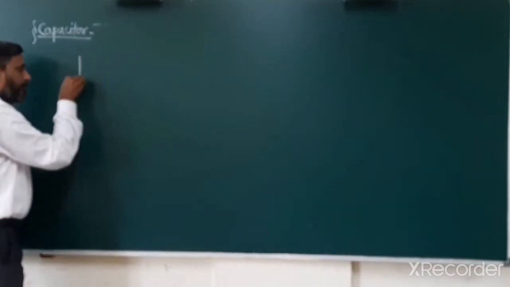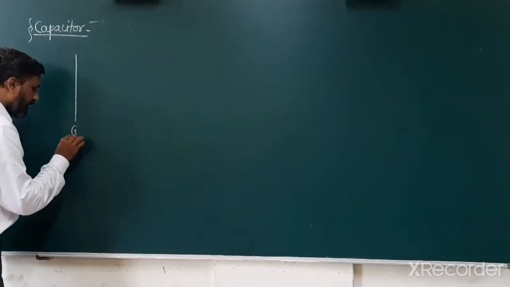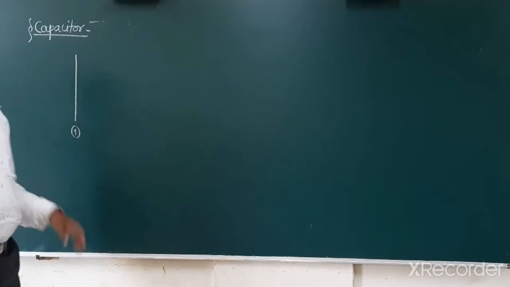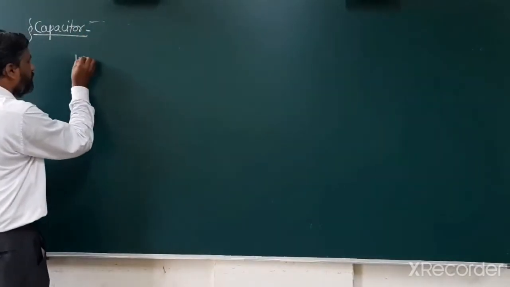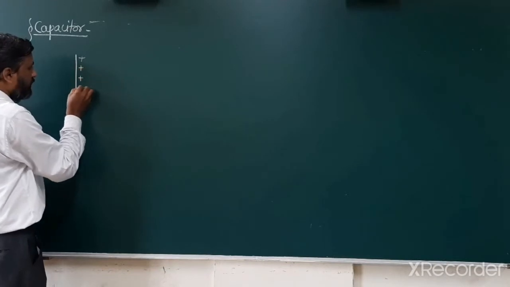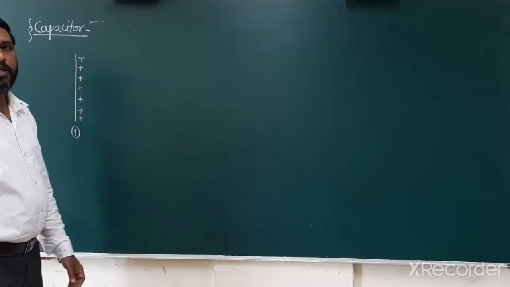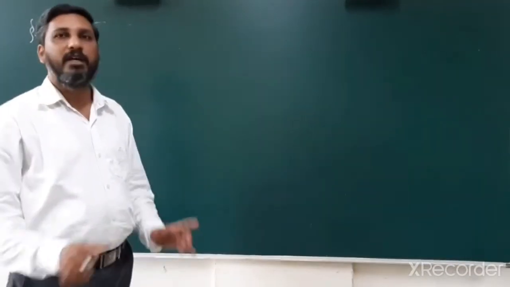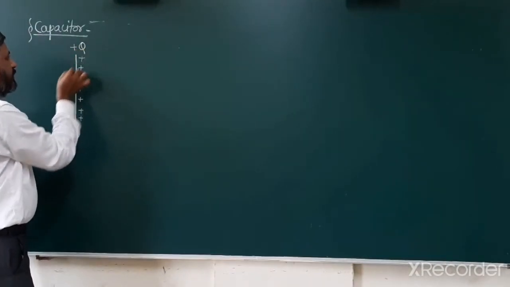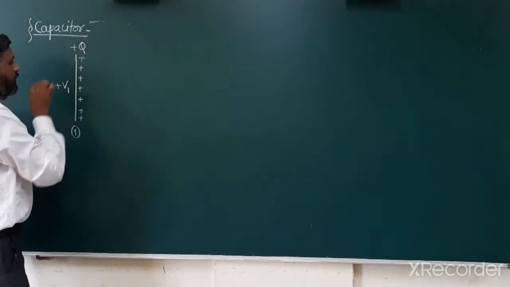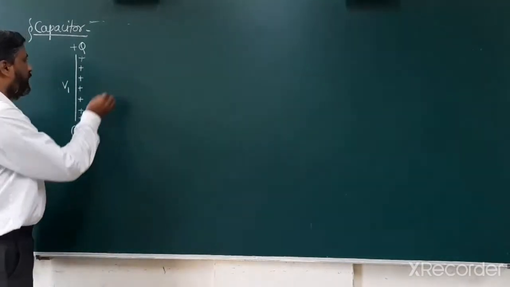This is my first conductor, and on this conductor, charge plus Q is given. The charge is uniformly distributed over the surface of the conductor. Now, since the charge on the conductor is plus Q, the potential of this conductor is V1.